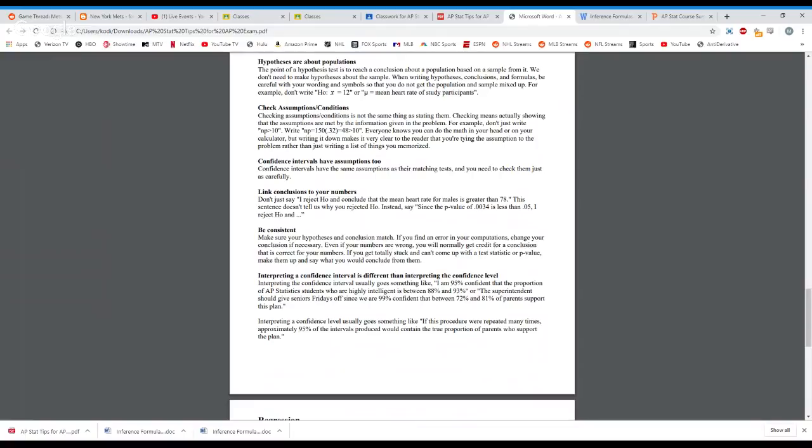Extrapolation is where you make predictions outside of your data set, and those tend to be unreliable. Interpolation is when you make predictions within your data set or close to your data set.